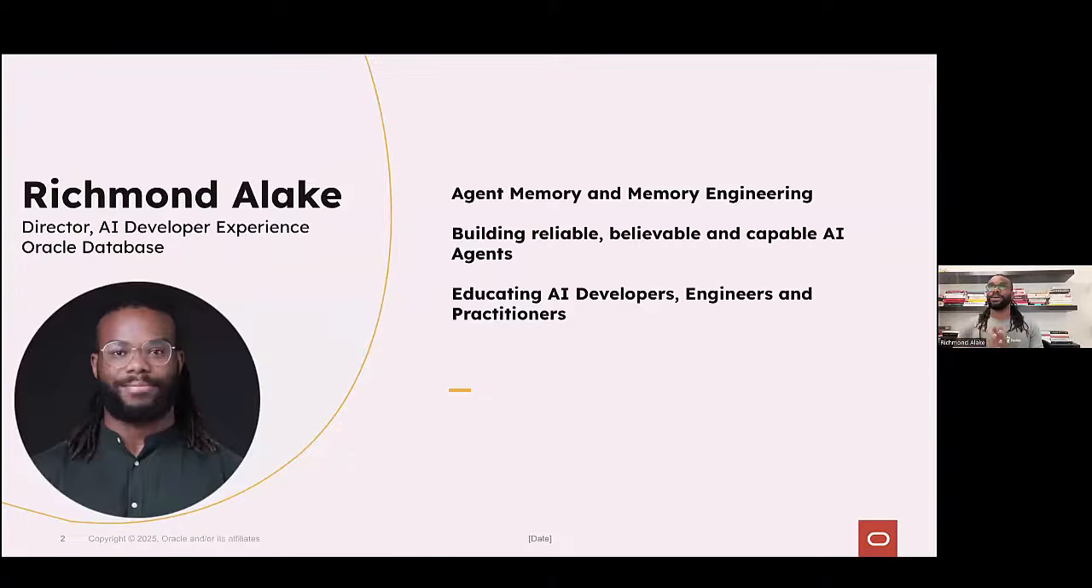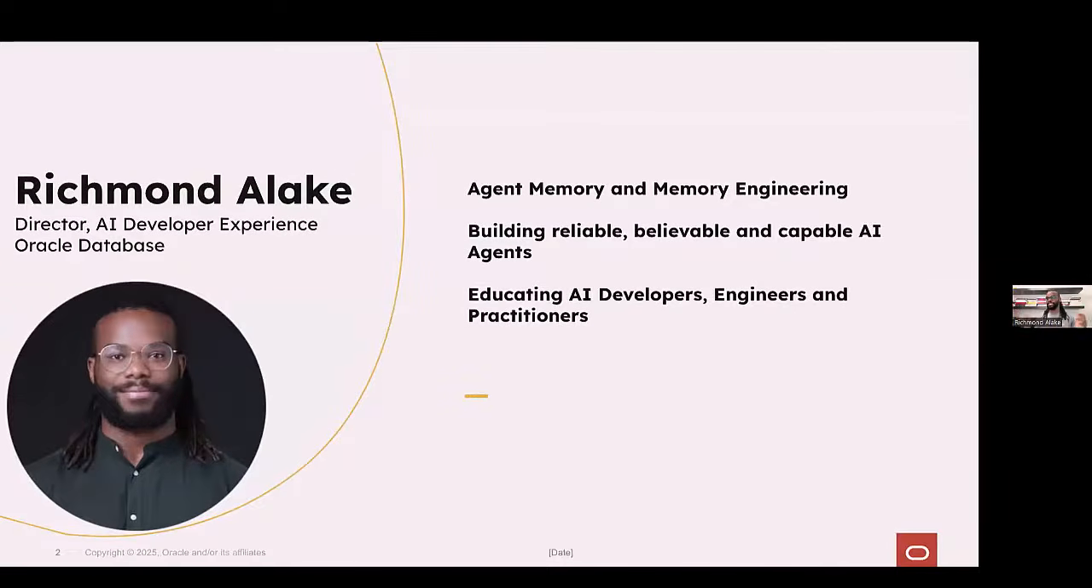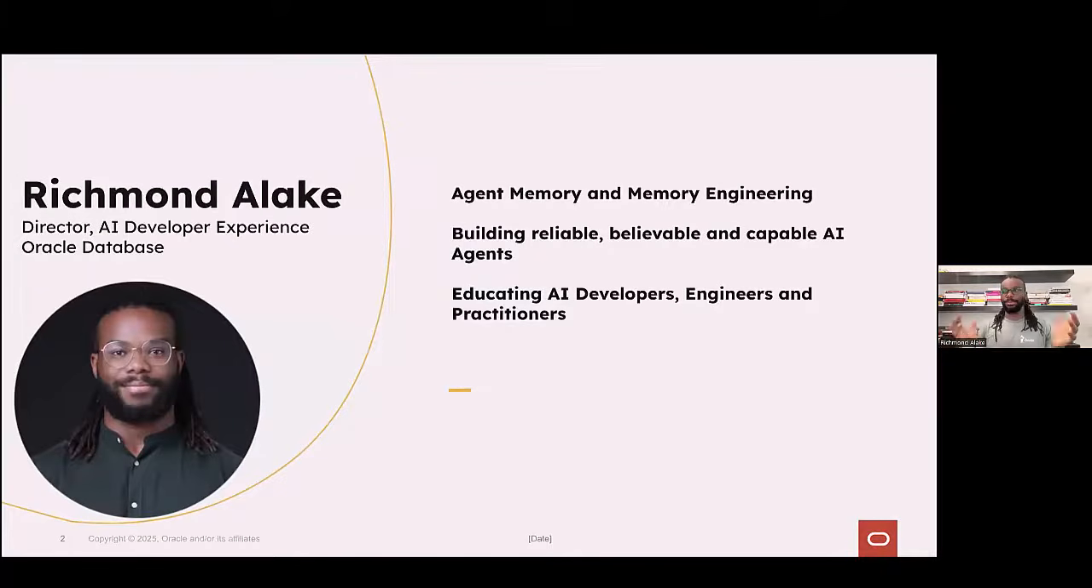I'm Richmond Alake, and most people know me for agent memory and memory engineering. I'm going to be talking a lot about that today, but I'm also going to be talking about context engineering, so we can start putting a lot of that into practice. One thing I'm focused on is building reliable, capable, and believable AI agents and educating people like yourselves, such as AI developers, engineers, and AI practitioners. If you're interested in building AI agents that can remember, I am your guy and Oracle is your database. So let's get on with this.